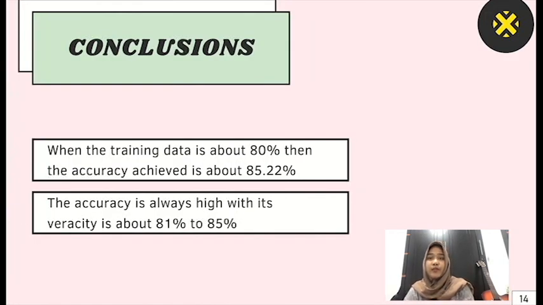And here are the conclusions. When the training data is about 80%, the accuracy achieved is about 85.22%. The accuracy is consistently high, ranging from about 81% to 85%.